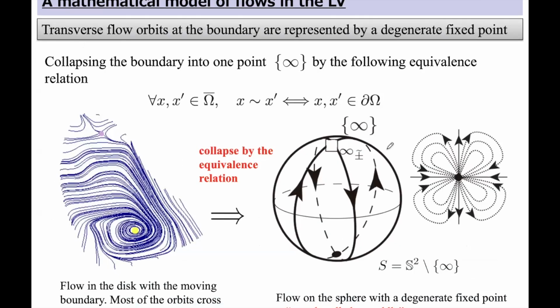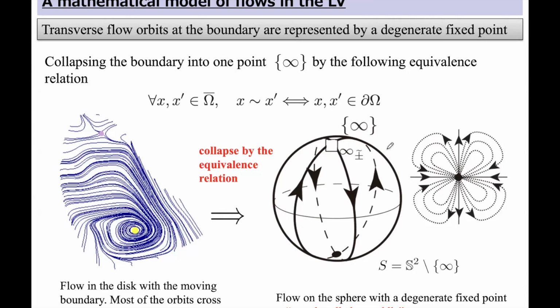For the second problem, we introduce a mathematical idea. The transverse flow orbits at the boundary are represented by a degenerate fixed point on the sphere by collapsing the boundary. This is the original data, where we see the transverse boundary condition. Then we collapse the boundary into one point by the following equivalence relation: two points are equivalent when they are on the same boundary. By using this equivalence relation, these boundaries are glued into one point here.